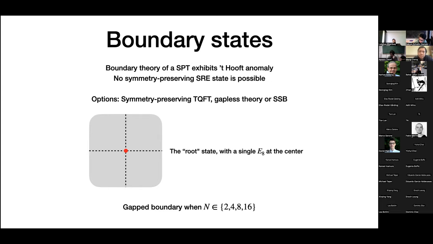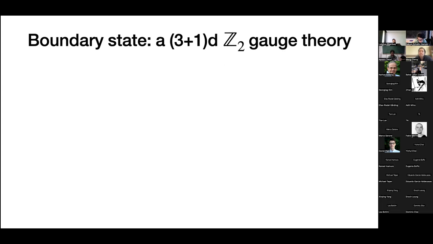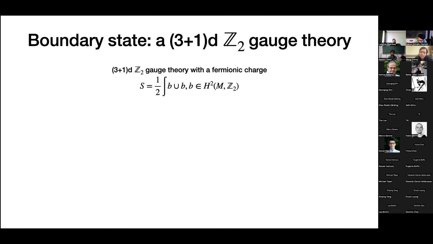So I'm going to construct a gapped boundary when n is one of these numbers. And the construction proceeds as follows. First, let me say what the result is. The result is a 3 plus 1 Z2 gauge theory. It turns out this is sufficient for all of these different n. And it's one with a fermionic charge.